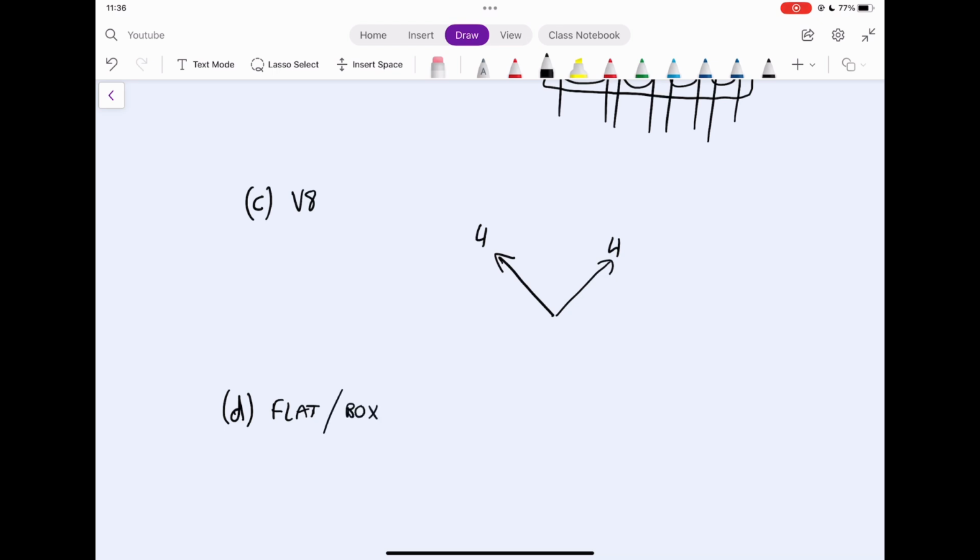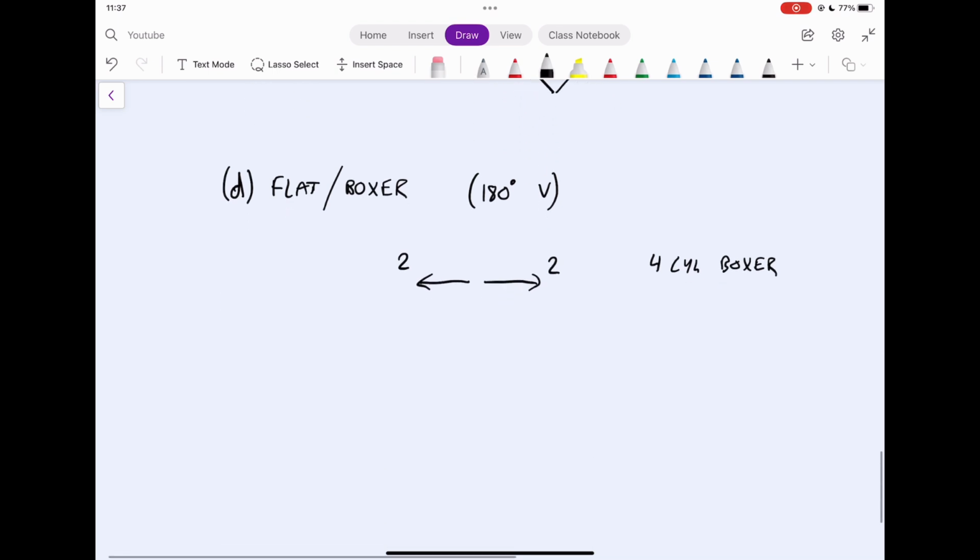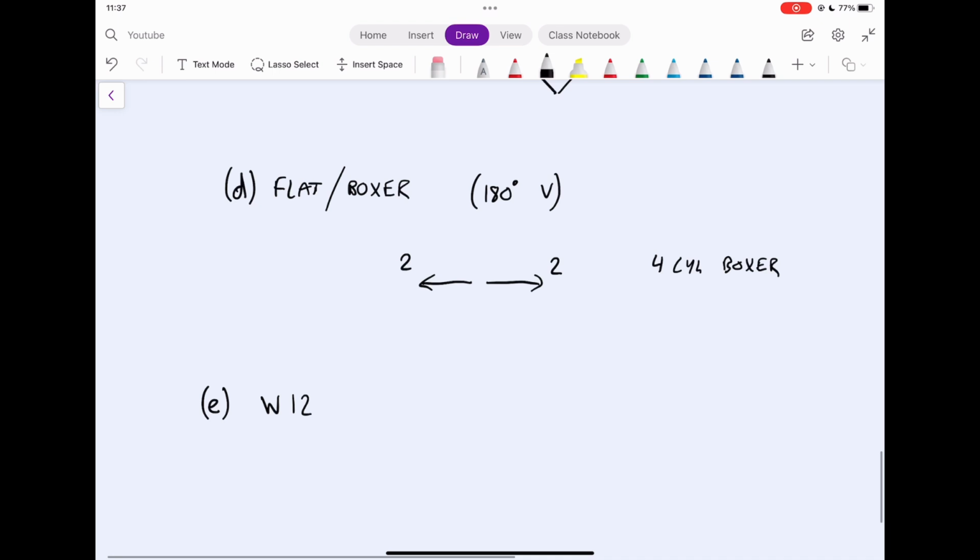The next type of engine is called a flat boxer engine, and usually that's essentially the equivalent of a 180-degree V, where you have opposing cylinders, and you usually have 2 and 2. These engines are designed a lot by Subaru. Subaru has a lot of different types of boxer engines, which is usually called a 4-cylinder boxer or a 4-cylinder flat engine. Porsche also does flat 6s, so we also have those.